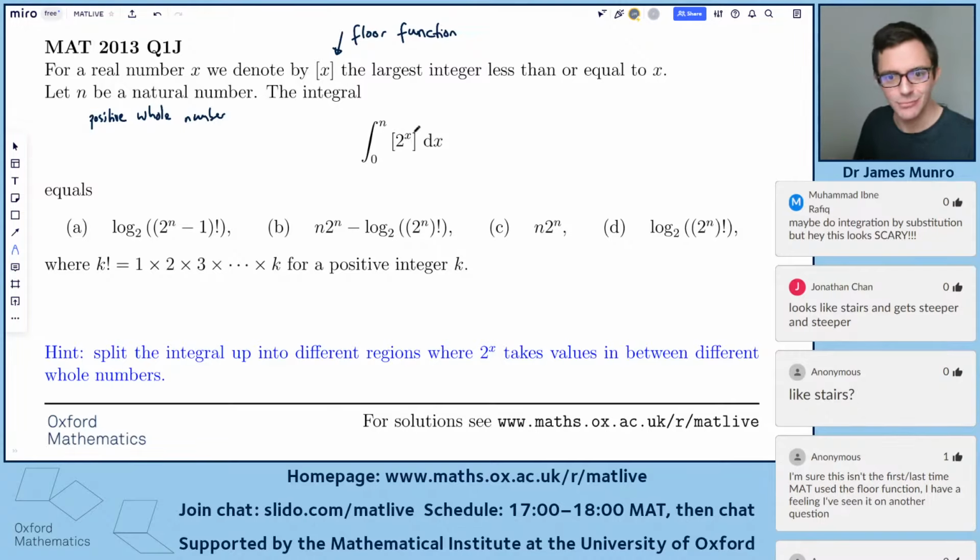It's not helpful. Also, you do not need to know what integration by substitution is for the maths. It's not on the syllabus. I think we've got integration week next week. Cool.